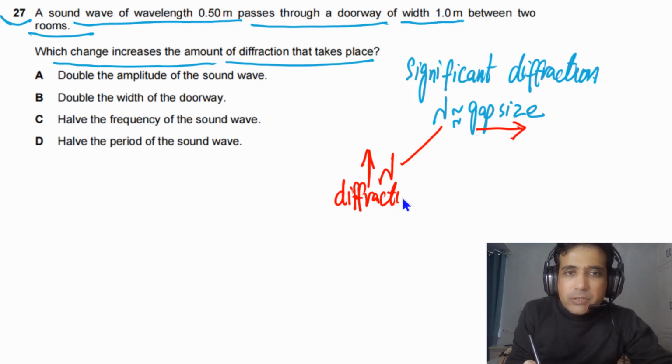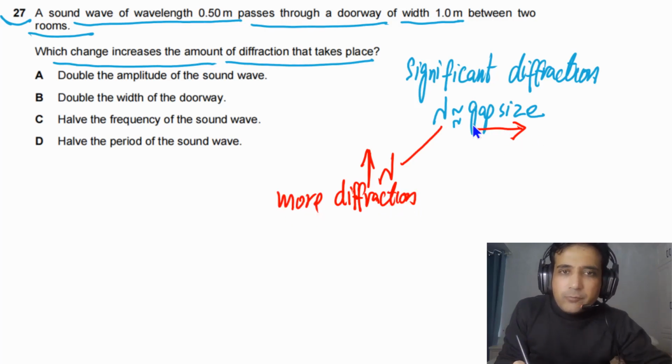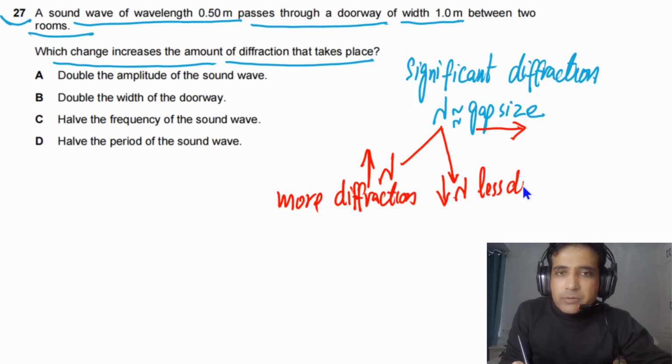So this is one thing you need to understand. There will be more diffraction. But if we keep the gap size the same and decrease the wavelength, there will be less diffraction. If you understand this, you can simply find the answer.